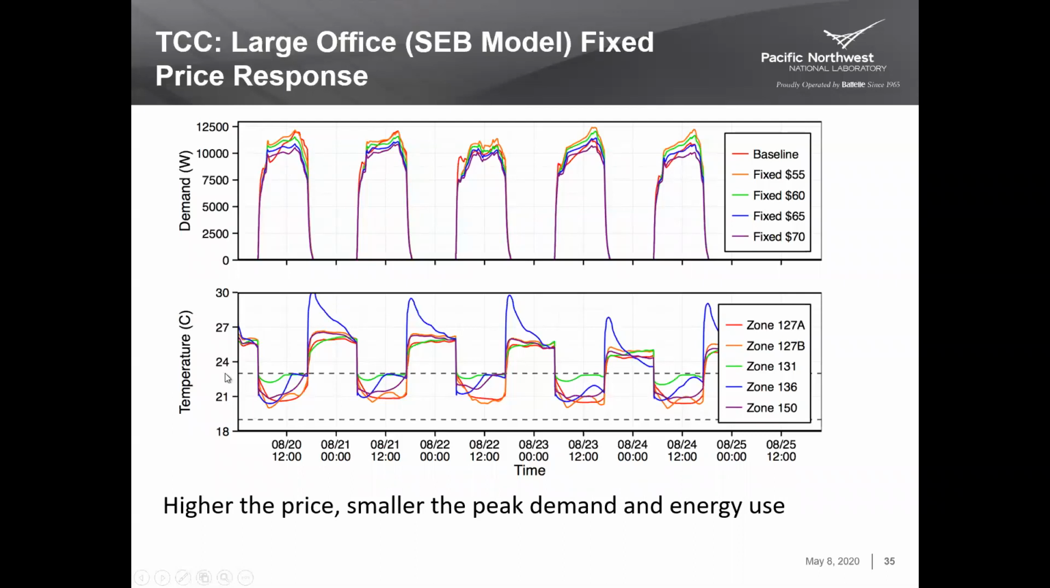And also you can see how the zone temperatures are affected by each of the different prices. So you can see that at the baseline, we are having this kind of lower price. And then as the prices increase, you can see that the zone temperatures are allowed to increase slightly. Still within comfort ranges though.